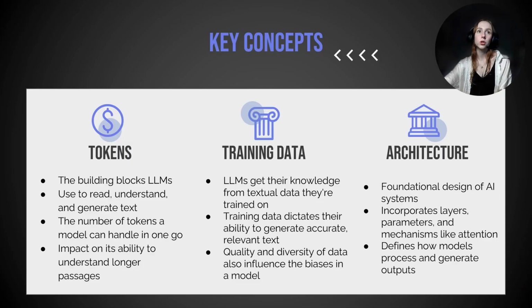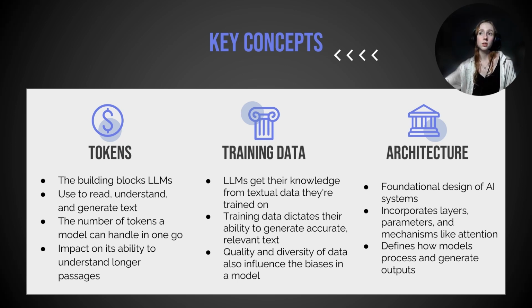So now let's go over some of these key concepts: tokens, training data, and architecture. The key concepts that you should take away with tokens are their definition and significance. In the context of language models, a token can be as short as one character or as long as one word. So, for example, if you were to say "ChatGPT is great," this would be broken down into tokens. The tokens would be the individual words, so it would be "ChatGPT," "is," "great." The significance of this is that the tokens are the building blocks of LLMs; these are what are used to read, understand, and generate text.